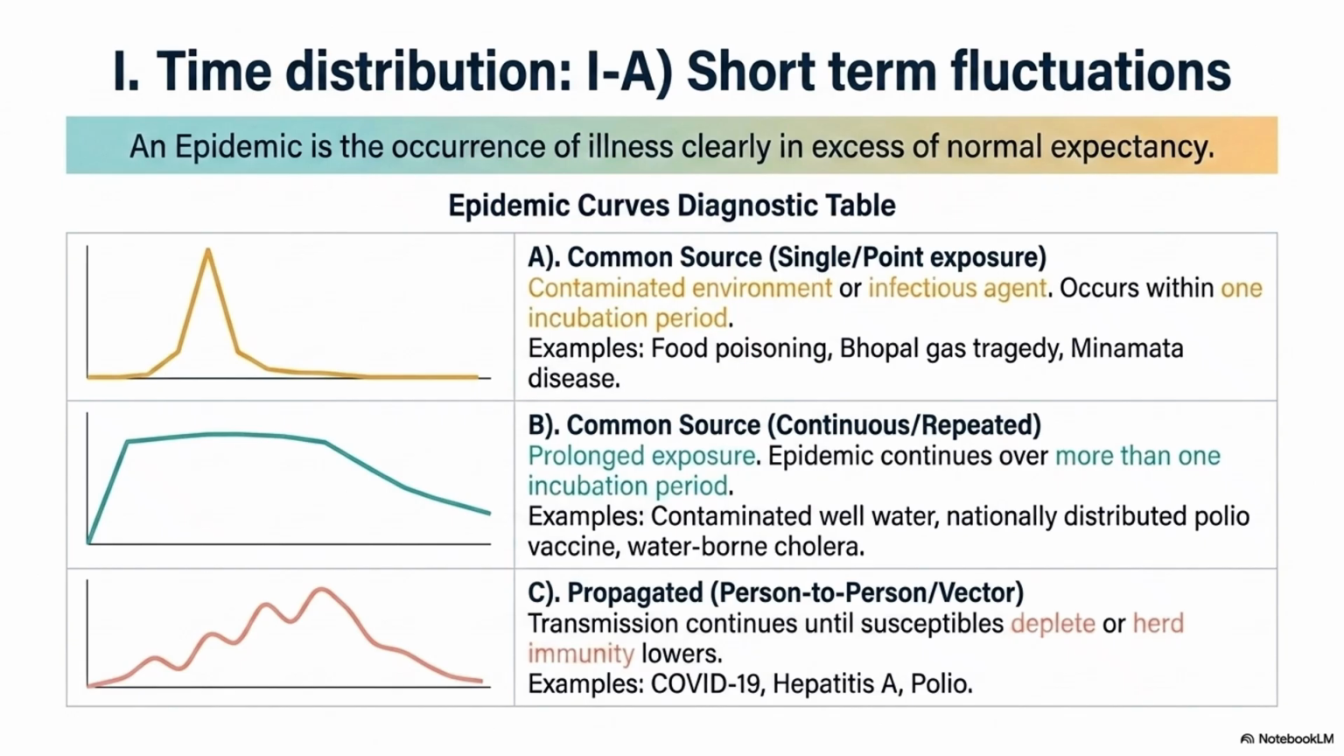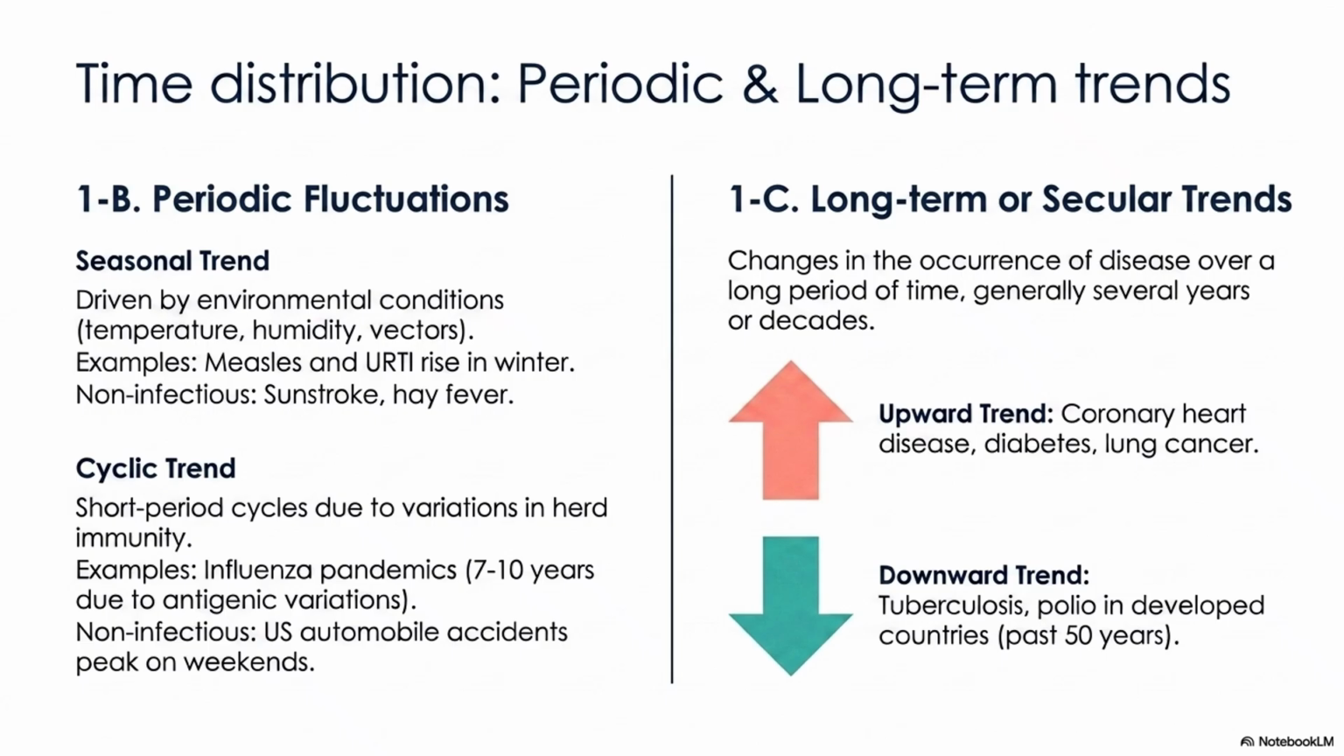This is about short-term fluctuations. And in time distribution, we will see other types like periodic fluctuations and long-term or secular trends. First is periodic fluctuations. Periodic fluctuations means seasonal trends or cyclical trends. Seasonal trends means some particular diseases are common in particular seasons. Why does it differ in different seasons? It is driven by environmental conditions. That particular environmental condition favors the multiplication of particular vectors, humidity favors particular organisms, and temperature favors them, so a particular disease will be common in particular seasons.